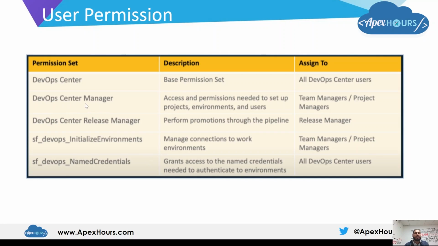Now, as per the role, there are more permission sets: DevOps Center Manager, DevOps Center Release Manager, and DevOps Initialize Environment. The manager is someone who handles the projects, who will be creating a project, handling environments, and handling users. For that user you can use the DevOps Center Manager permission set. That is an add-on capability you are giving. Release Manager is somebody who performs changes to the higher environment. For that person you need to assign DevOps Center Release Manager. And initialize environment: you might have multiple connections or multiple DevOps where your developers will be working. Whoever will be handling those connections will use this Initialize Environment permission set.